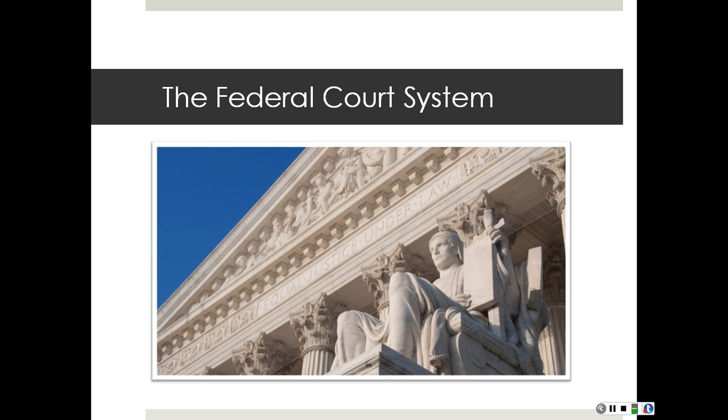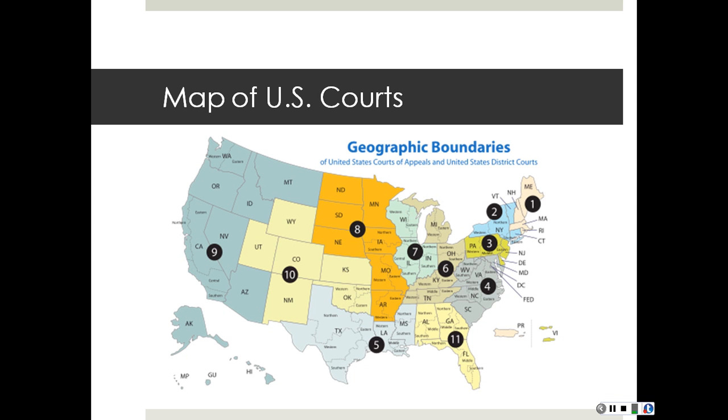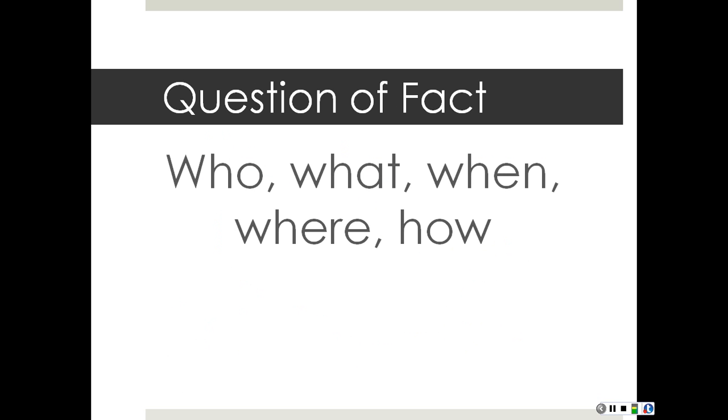The federal court system is comprised of the U.S. Supreme Court at the top, the U.S. Court of Appeals in the middle, and the district court, which is like a state trial court. Here you can see a map of the U.S. courts with their geographic boundaries.